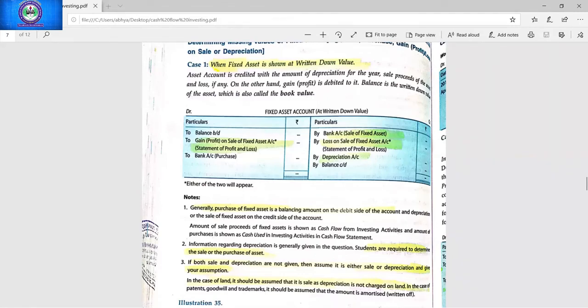So you can see third item in this account, debit side. Now come to the third item, debit side, to bank. So if we have purchased any asset during the year, then we have to write here to bank. Okay, to bank, in bracket it is written purchase.